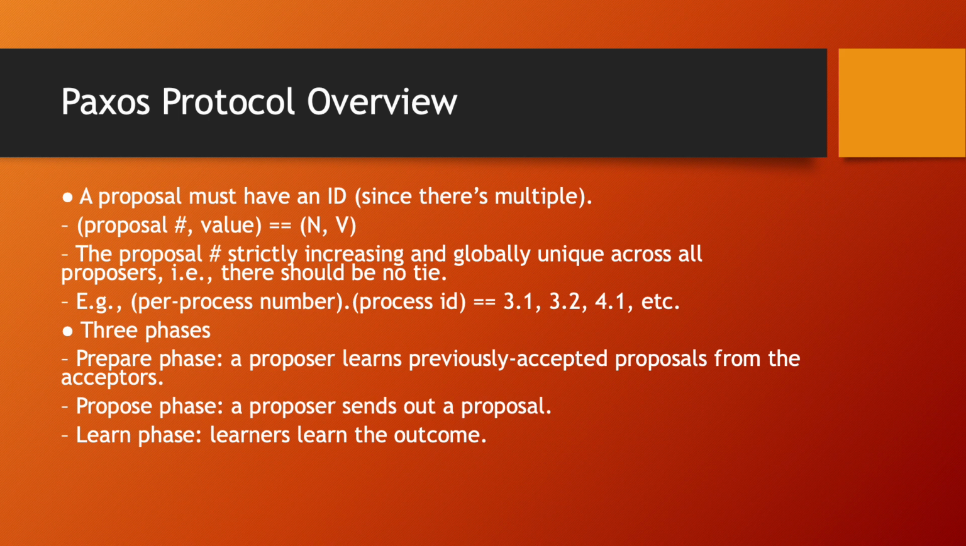Here is the protocol overview. A proposal must have an ID, since there are multiple proposals. So it goes like proposal number and value, that is n, v. The proposal number is strictly increasing and globally unique across all proposals. There should be no tie. And then there are 3 phases. Prepare phase: a proposer learns previously accepted proposals from the acceptors. Propose phase: a proposer sends out a proposal. And learn phase: learners learn the outcome.